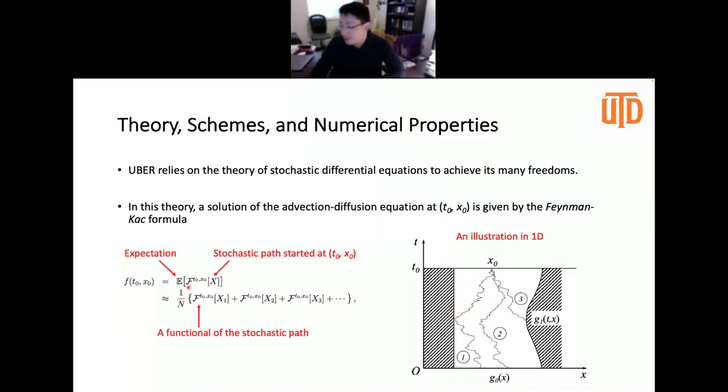Capital F is a functional of the stochastic path. So given a specific stochastic path, this functional returns a value. And the Feynman-Kac formula says that the solution at this t0 and x0 is equal to the expectation value of the functionals of many stochastic paths. So in practice, we need to launch from thousands to tens of millions of stochastic paths to calculate this expectation. It's basically calculating the arithmetic mean of these functional values.